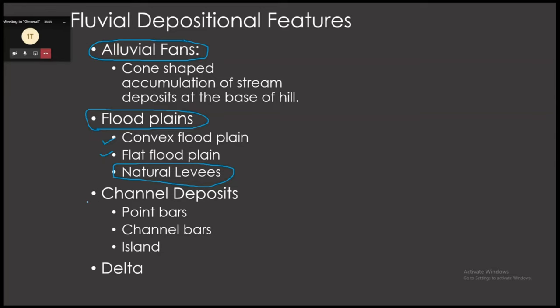Then there are deposits within the channel that we basically call bars: sand bars, sometimes a point bar, sometimes a channel bar, or sometimes an island. Our last one is the delta, which is deposited at the mouth of the river. Okay, so we are going to see them one by one. First, we are going to see an alluvial fan.